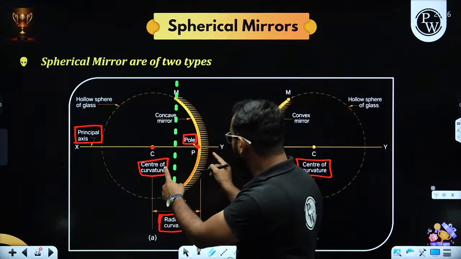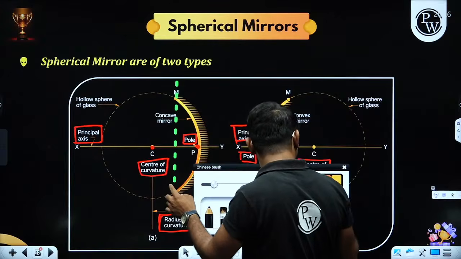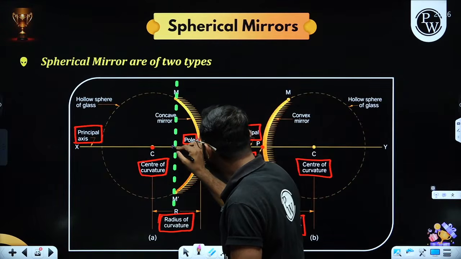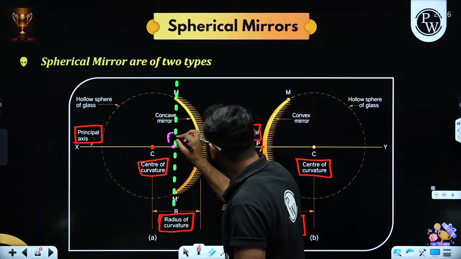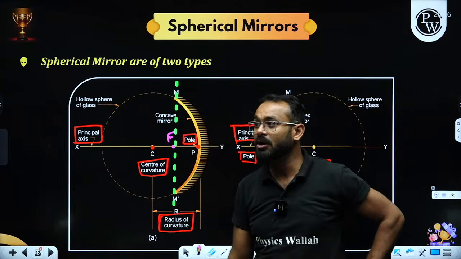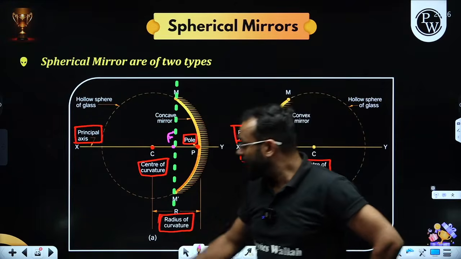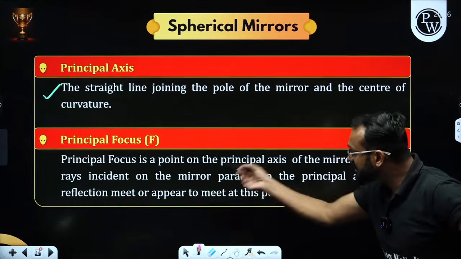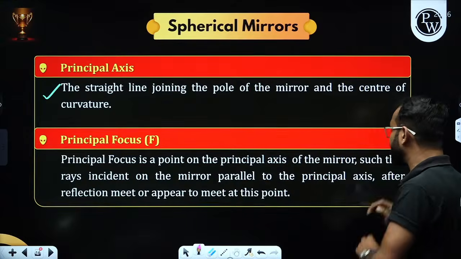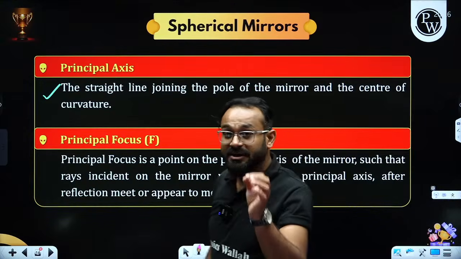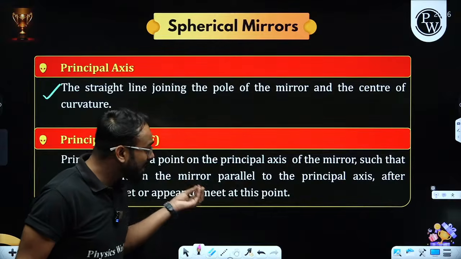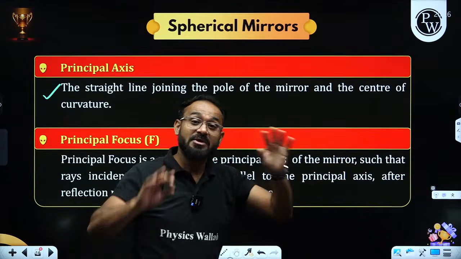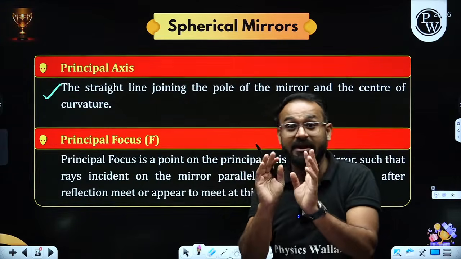Where between pole and center of curvature, it seems to be here at the midpoint. That is called principal focus. Now the thing is, how are we going to define this? Principal focus is a point on the principal axis of the mirror such that rays incident on the mirror parallel to the principal axis, after striking, are going to meet at that point.